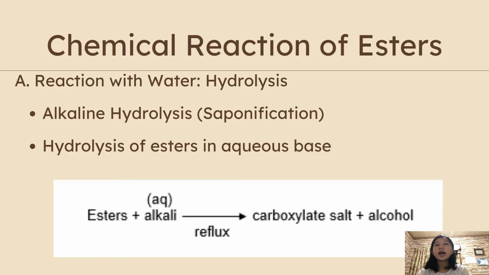Now let's have a look at the same ester undergoing alkaline hydrolysis, also called saponification. Alkaline hydrolysis is done in the presence of an alkali, usually a metal hydroxide. The general equation is ester plus alkali, and the conditions needed are aqueous alkali and reflux. In this case, we are not going to form the carboxylic acid but the carboxylate salt, and we'll show you why when we do this example. We also form the alcohol.